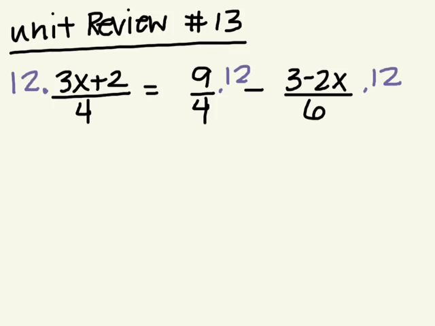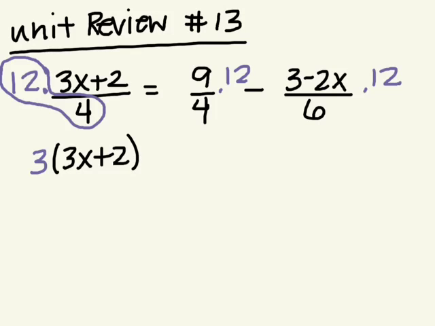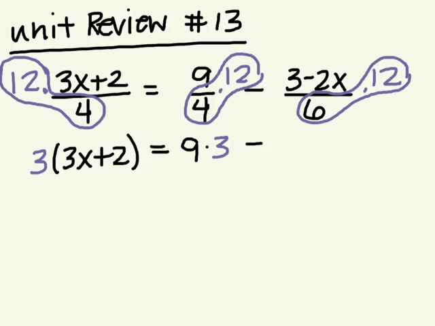And then you really can ignore your x's here and just do 12 over 4, and that gives you 3. And then the 3x plus 2 is still there. The 9's still there, but again, we want to do 12 divided by 4, which is 3. And lastly, we have 12 divided by 6. That gives us 2. And the 3 minus 2x is still there.